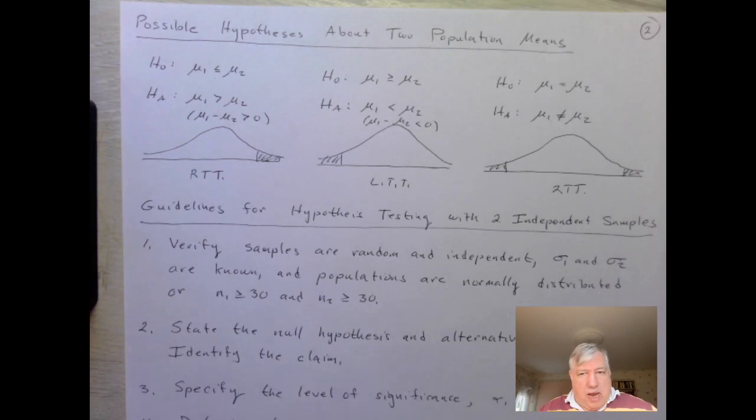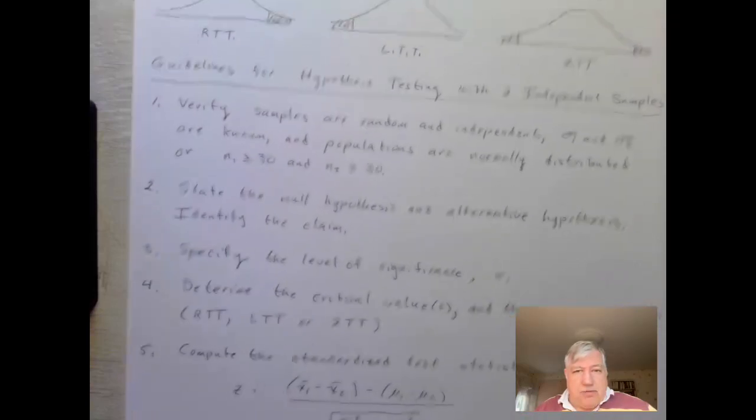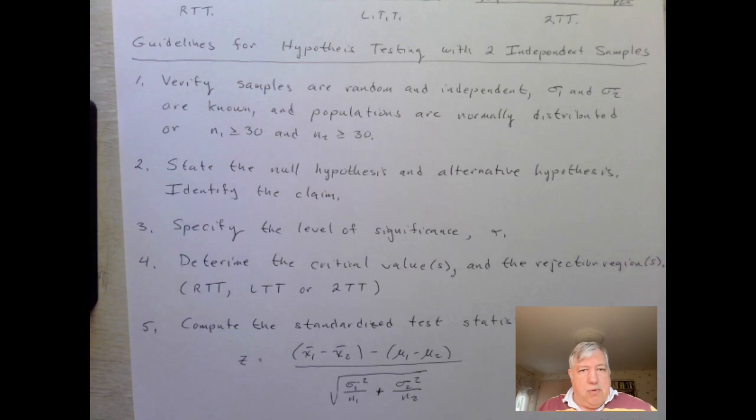All right, and the standardized test statistic, we're going to see what it is. Basically, it's based on what we just said in the previous slide. So the guidelines for hypothesis testing are these 7 steps. We have to verify the samples are random and independent. We also have to verify, in this case, that sigma 1 and sigma 2 are both known. That is, the population standard deviations for both populations are known. And that the populations are either normally distributed or the sample sizes are both at least 30.